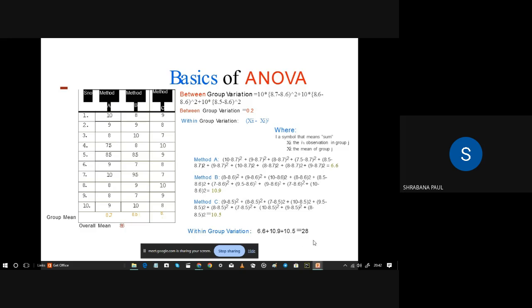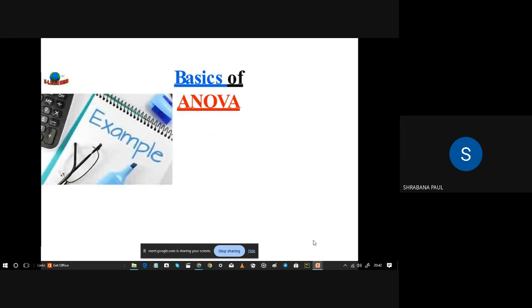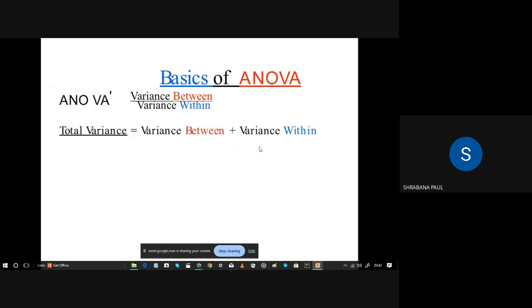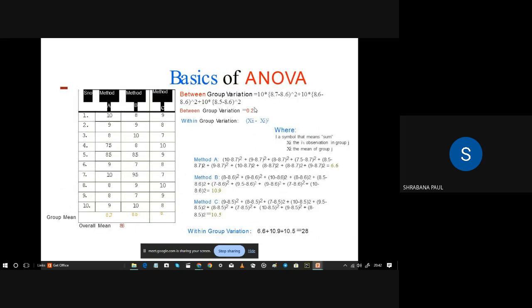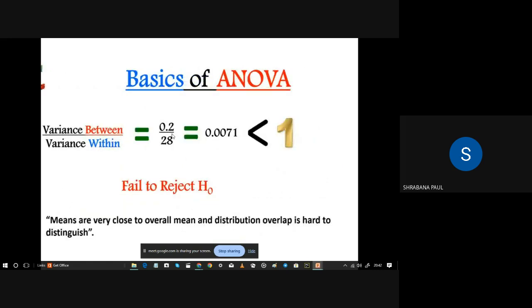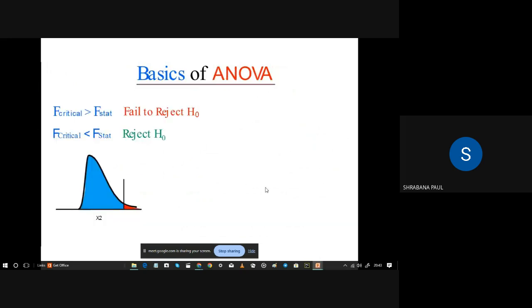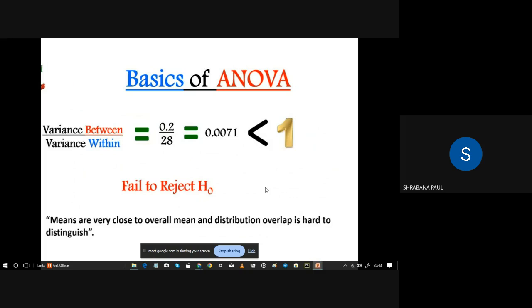Now, earlier we said that ANOVA is the ratio of variance between and variance within. We have got variance between as 0.2 and variance within as 28. Now the ratio of 0.2 and 28 is 0 point something. And if the ratio is less than 1, we fail to reject the null hypothesis. This means that the means are very close to the overall mean and the distribution overlap makes them hard to distinguish.